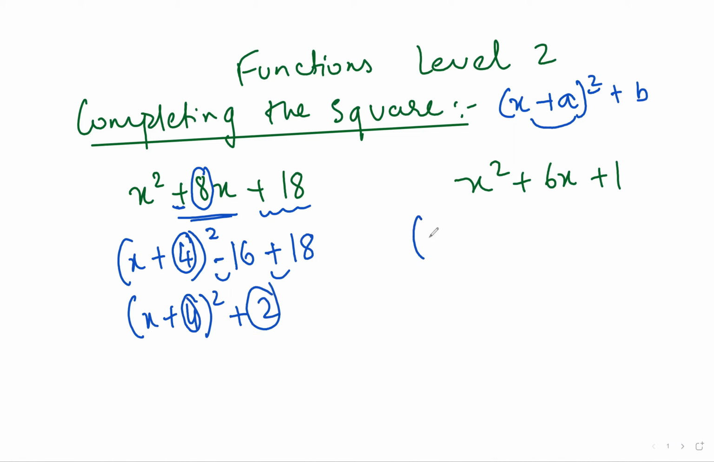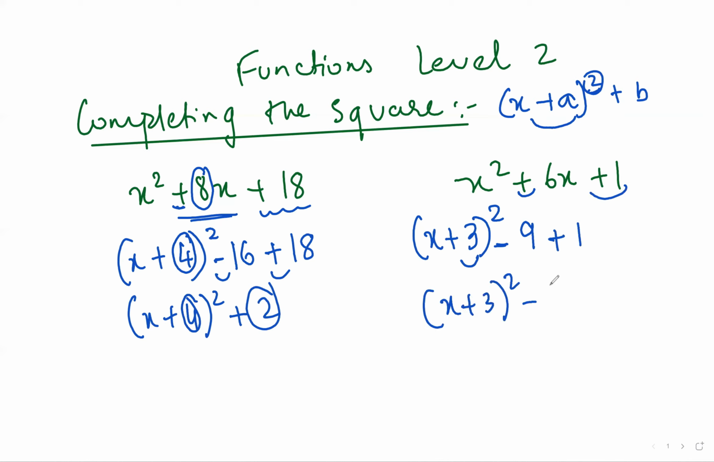Same thing here. First, what we will do? We will take half of 6. So half of 6 is 3. I want the answer in this form, so I'll make sure I put the square here. As here it is plus, I will put minus outside. Then I will take the square of 3, not double of 3, which is 9. And then plus 1. So (x + 3)² minus 9 plus 1 is negative 8. You got the answer in this form. a is equal to 3. b is equal to negative 8.